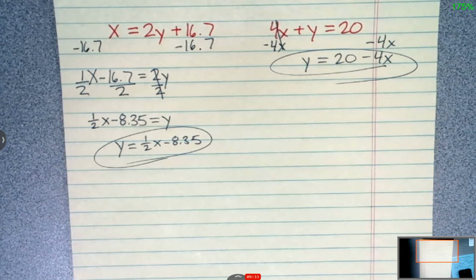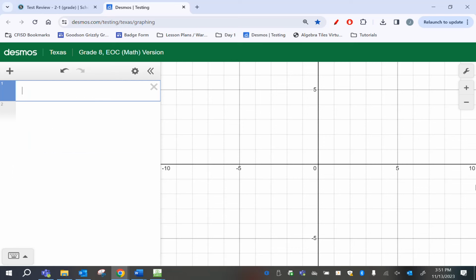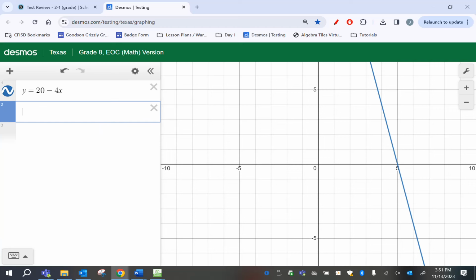And I'm going to go ahead and do that. And then you can see your 2 solutions, or my 1 ordered pair solution. So y equals 20 minus 4x was the first one. And actually, to show you that easier way, remember we had 2y equals x minus 16.7. When you divide both sides by 2, you could highlight the entire right side and then do divided by 2. And even though it's not technically in slope-intercept form, it'll still graph it for you. So you can still find your solution on the grid.